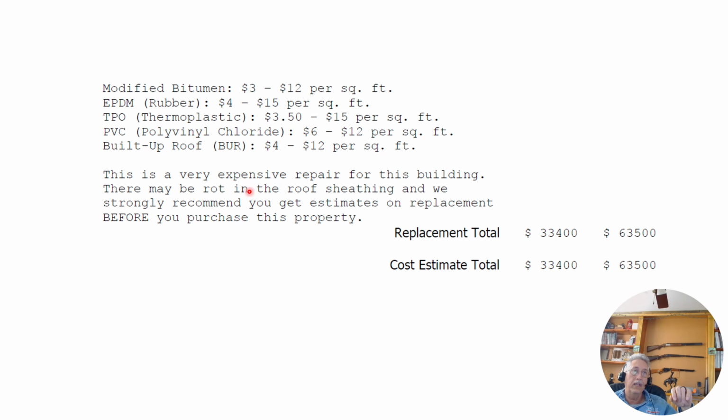Yeah, this is a very expensive repair for this building. There may be rot in the roof sheathing. We strongly recommend you get estimates. So that's to protect yourself.